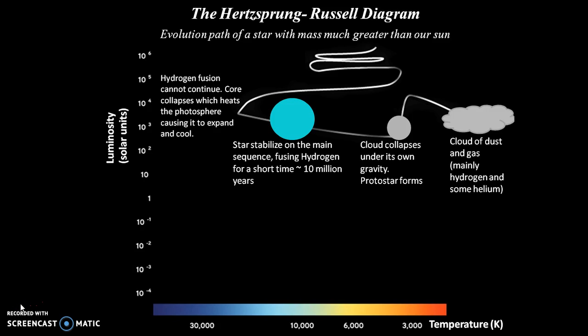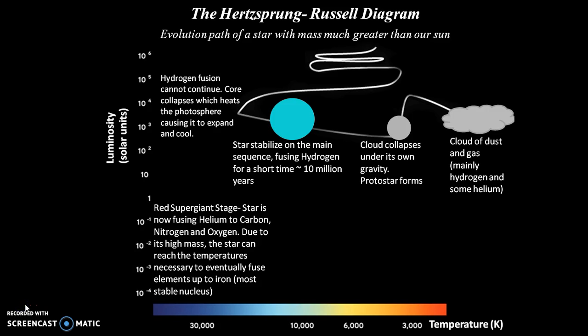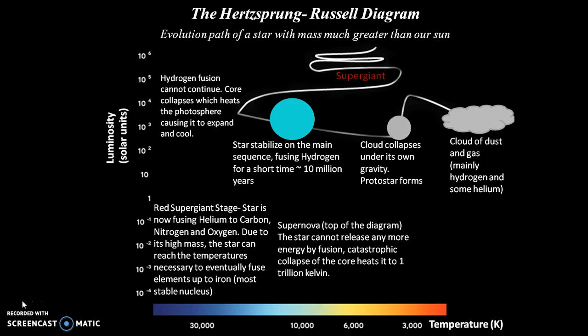Hydrogen fusion cannot continue. The core collapses, which heats the photosphere, causing it to expand and cool. Then the star enters the red supergiant stage. The star is now fusing helium to carbon, nitrogen, and oxygen. What it can do, but a star like our Sun couldn't do, is that this type of star has enough mass to create fusion of elements past nitrogen and oxygen up to iron, which has the most stable nucleus. The star is now at the most stable point.